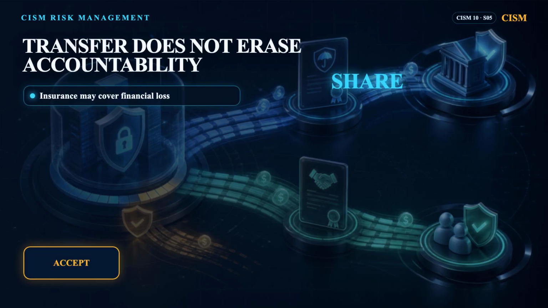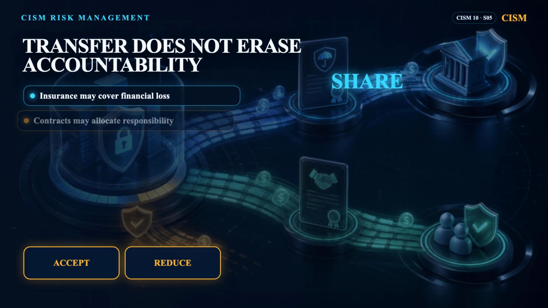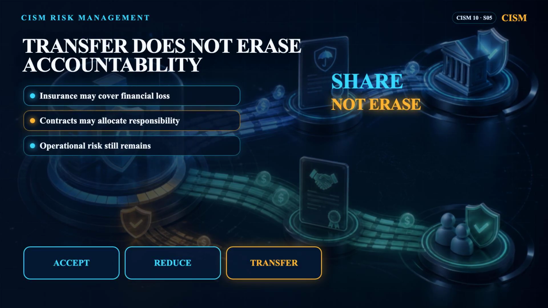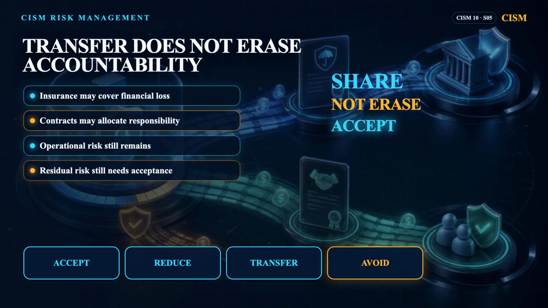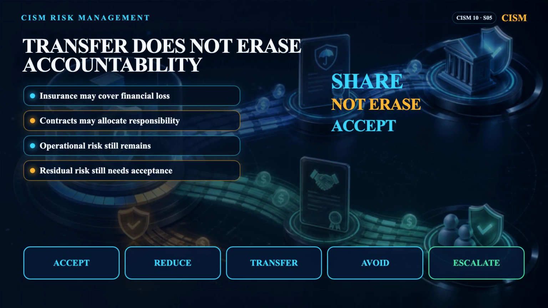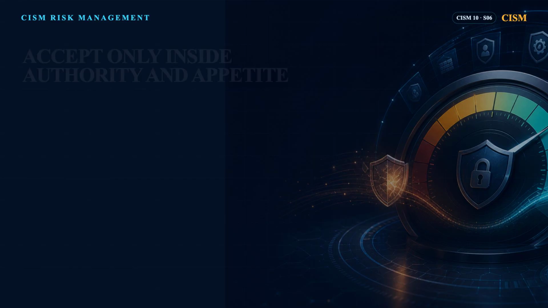Transfer can reduce financial impact, but it does not make the risk disappear. Cyber insurance, indemnity clauses, or outsourced service agreements can shift part of the consequence. The organization still owns the business outcome, vendor oversight, compliance obligations, and any residual risk left after the transfer.